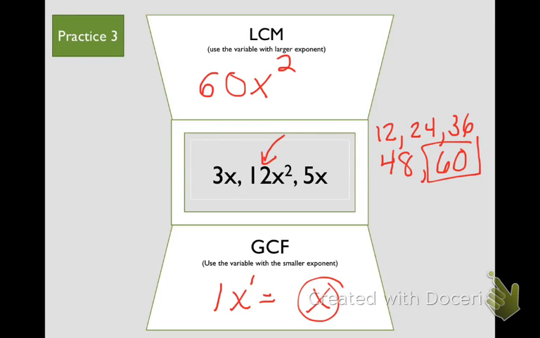Okay, so this was kind of a mental math way of figuring out your greatest common factor and least common multiple. If this is not clear, I would suggest looking up the prime factorization method.